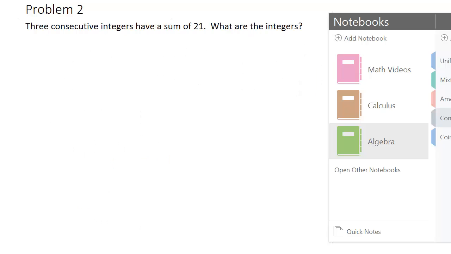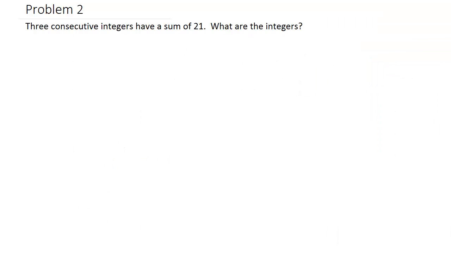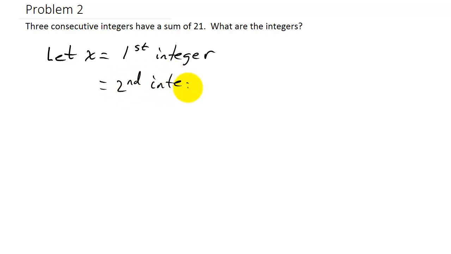Alright, let's take a look at another one. I've got three consecutive integers have a sum of 21. What are the integers? Alright, so we're going to let x equal the first integer, and so then I need my second integer and my third integer. Okay, so just like in the last problem, the second integer, that's going to be the first integer plus 1.